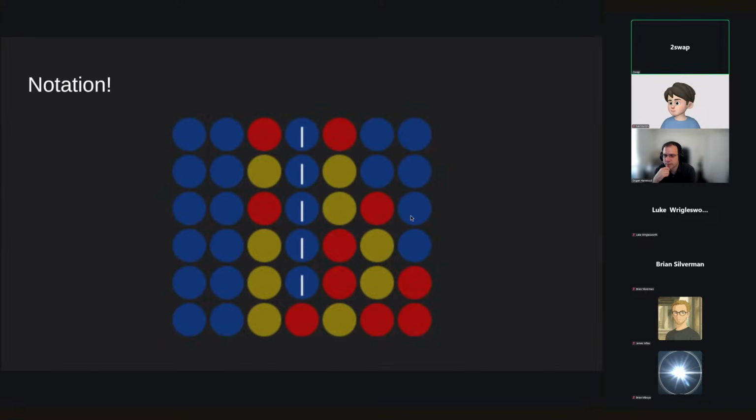Does that make sense? Wait, I'm sorry, is it red to move from this position, or is it yellow to move? From this position, red just played here, so it's yellow to move now. Red just played there, okay.